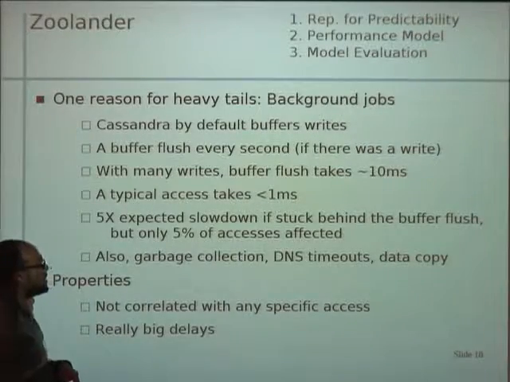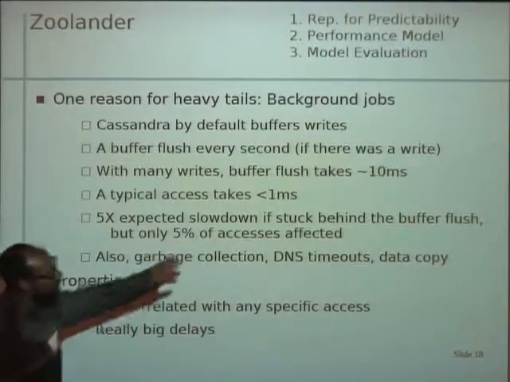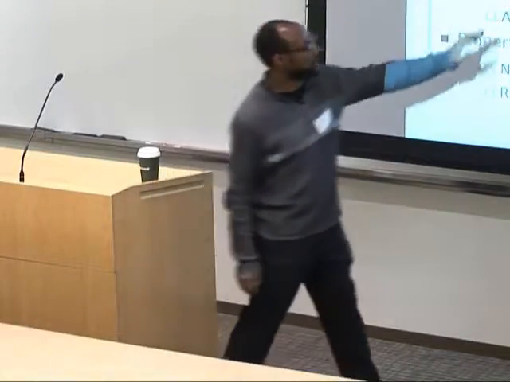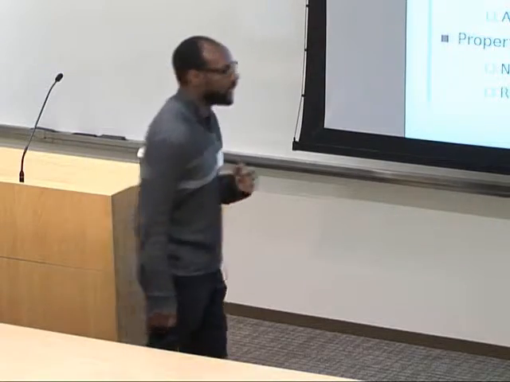This is great, high throughput, right? I can batch all of these buffer writes together. The problem is, every so often, a request can get stuck behind one of these buffer writes. So if a buffer write occurs once every second, and a typical access takes just 1 millisecond, then you have 5% of your accesses possibly affected by this write buffer flush. Now, if the flush stalls the entire system, maybe a write buffer flush doesn't have to, but definitely garbage collection or DNS timeouts could, then you're talking about almost a 10x increase for that particular request, right? For these background jobs.